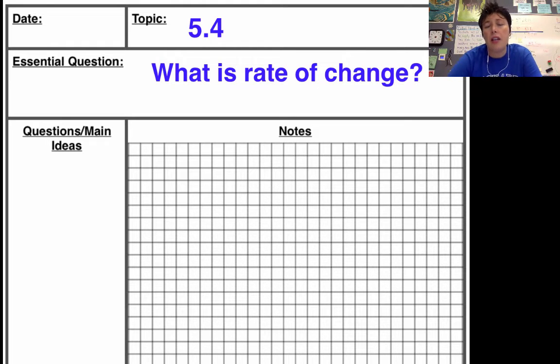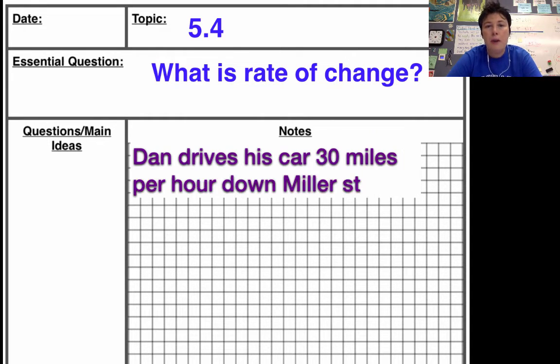Rate of change is something that starts as a skill we learn in algebra, but it builds as you move up through higher level math classes. In fact, it's a huge deal when you get up to those calculus classes. Here are the basics of it. In our notes, we're going to write down 3 situations. The first one is this. Dan drives his car 30 miles per hour down Miller Street.